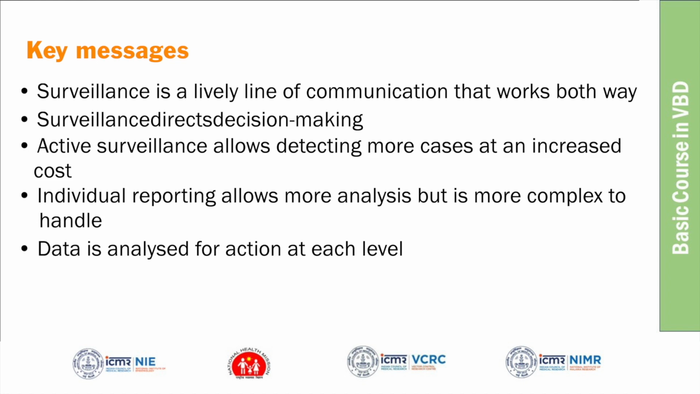So in the end slide, we see the key messages from this session. Surveillance is a lively line of communication that works in both ways. It is used directly for decision making, because it routinely collects event information from the community or the facilities. And active surveillance allows detecting more cases at an increased cost. Even though active surveillance needs more cost and human resources, it is used to detect more cases during outbreak times like COVID or SARS.